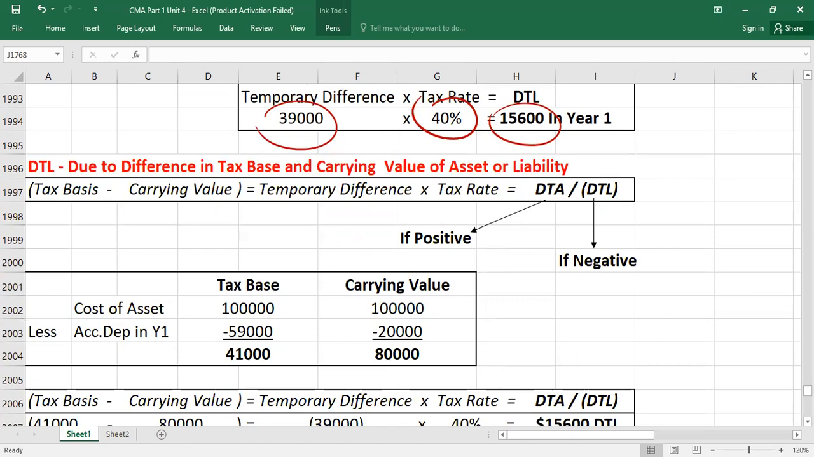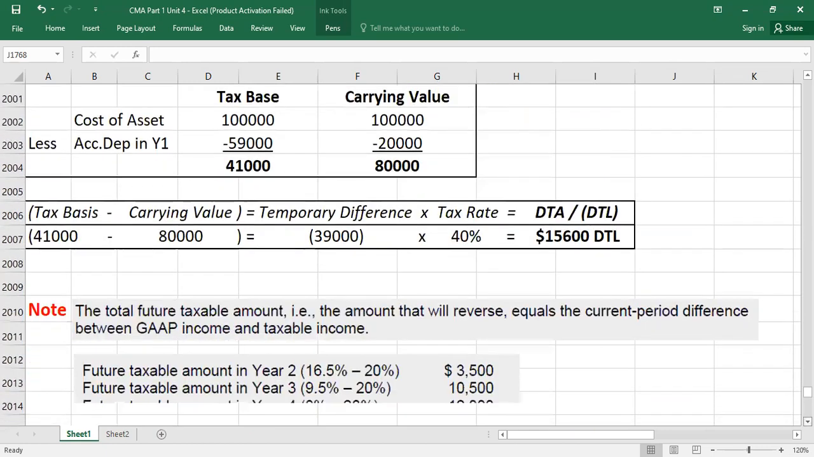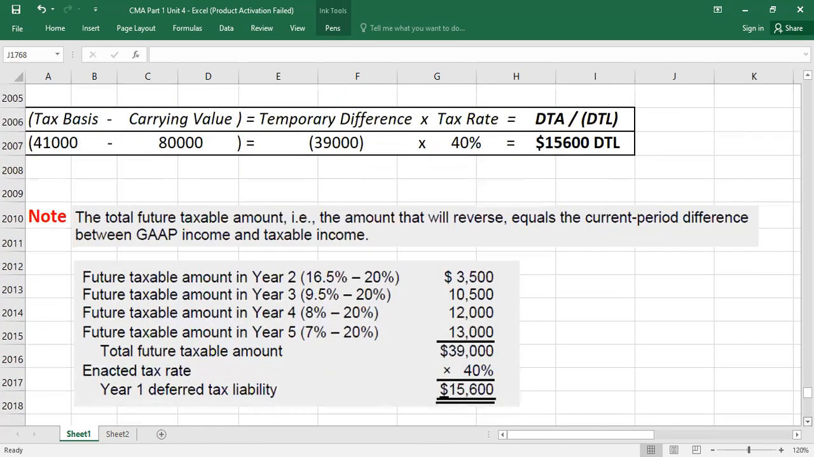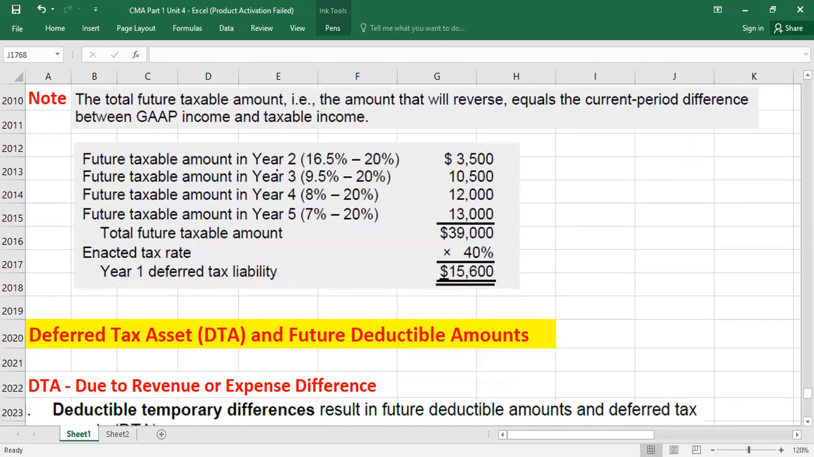I'm just showing here. In the next year, I'll come back then. This is year 2 now. Year 1, we already did. In year 2, in accounting, how much will you depreciate? Sorry, this is tax. These are the tax percentages. And this is accounting. Accounting percent every year you will take 20, 20, 20. But in tax, it told you in year 2 it will be 16.5, then 9.5, 8, and 7.